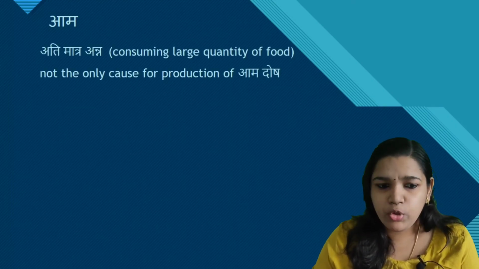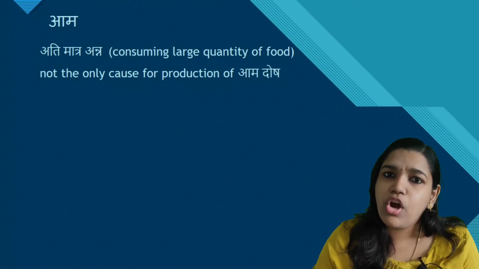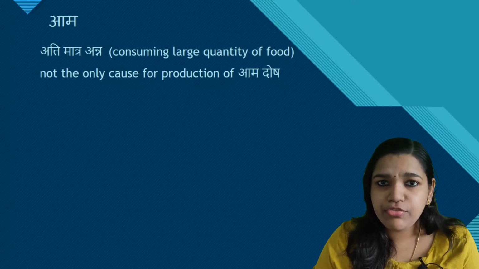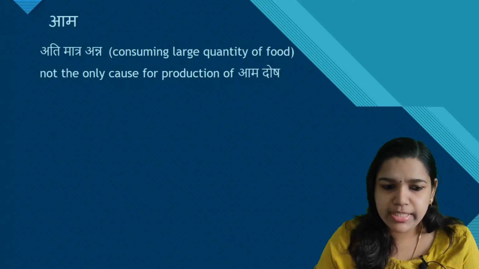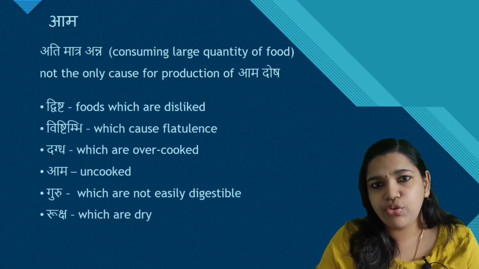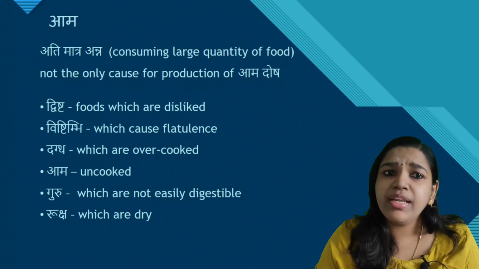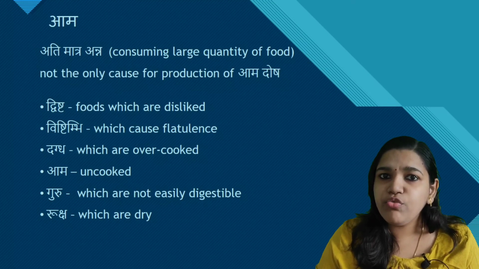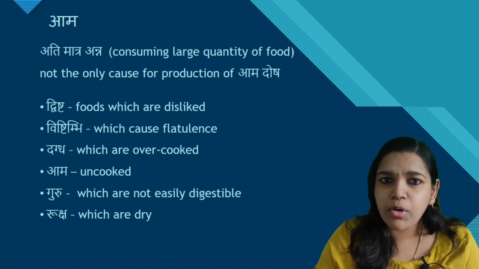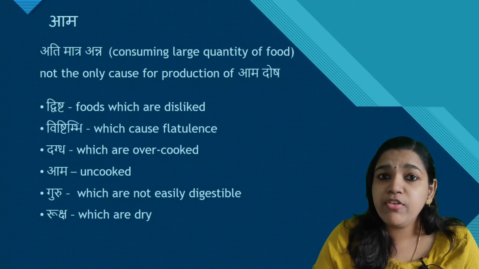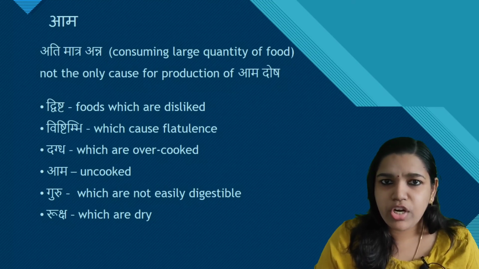That is, atimatra ahara is not the only cause for the production of ama dosha. There are certain other features which produce this ama also. They are dvishta, that is the foods which are disliked. If a person is taking food which he is not liking, then it won't get digested properly. Then vishtambhi, that is the food having the property of vishtamba. Vishtamba means it produces flatulence, or excessive vata pravritti, or adho vata will be more. That is called vishtambhi.